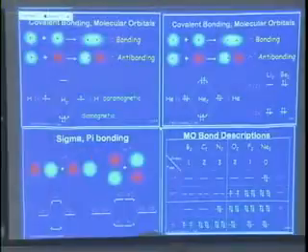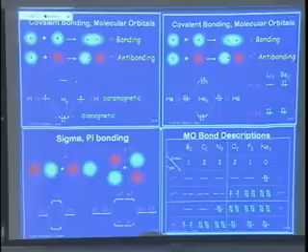Then we have discussed the bond order. The bond order is the number of bonding electrons minus the number of antibonding electrons, divided by 2. So 2 bonding electrons minus 0 antibonding electrons, divided by 2, is 1. So the bond order is 1.